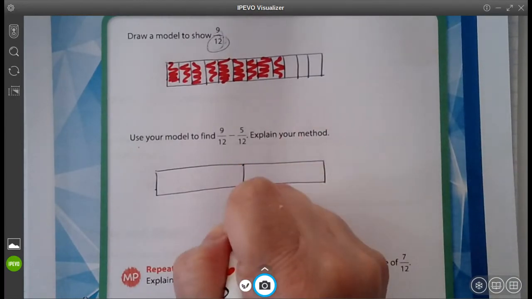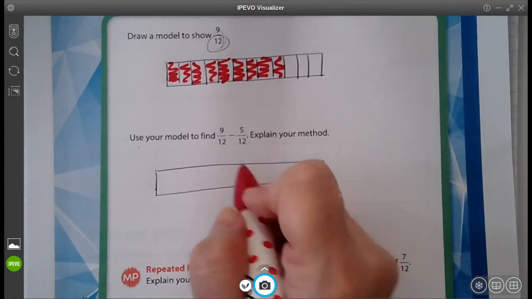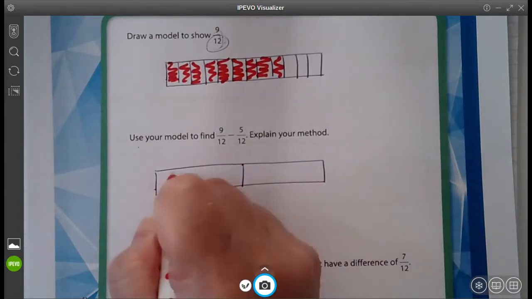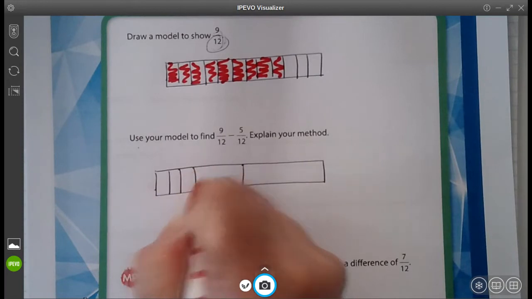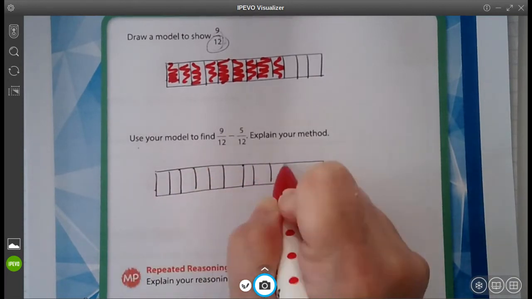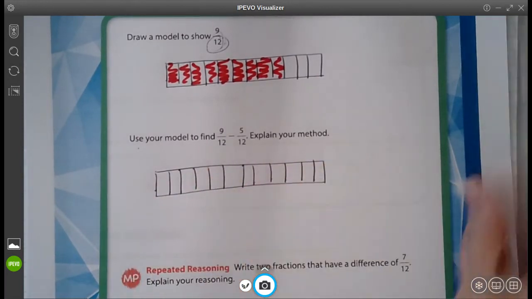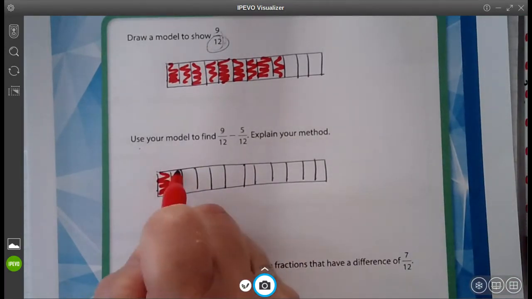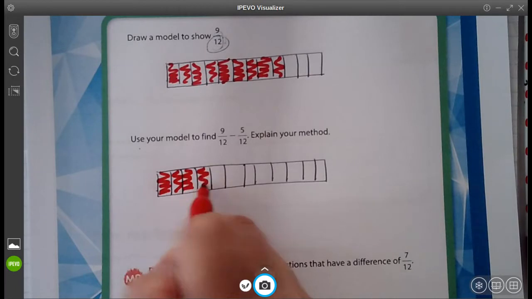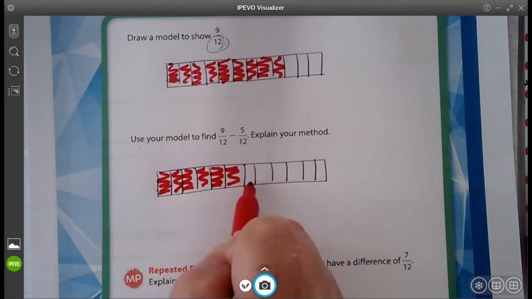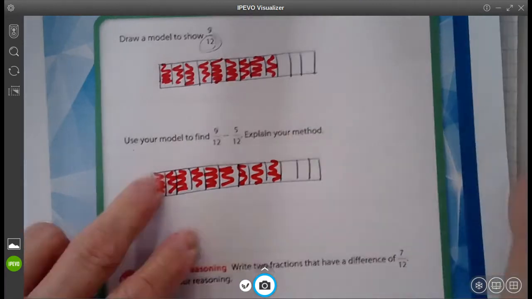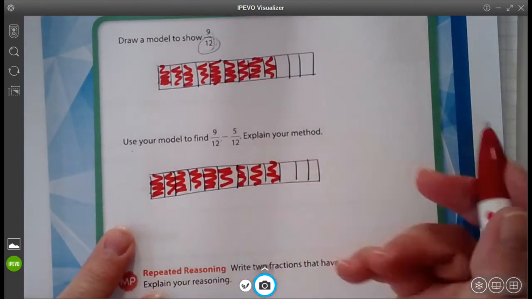Alrighty, so here's 6. Oh, I'm sorry, I can't see. I'll move that over. 1, 2, 3, 4, 5. 1, 2, 3, 4, 5. And let's see, 9 of them. 1 12th, 2 12ths, 3 12ths, 4 12ths, 5, 6, 7, 8, 9. All right, so that's what we started with, 9 12ths. We need to subtract 5 12ths.